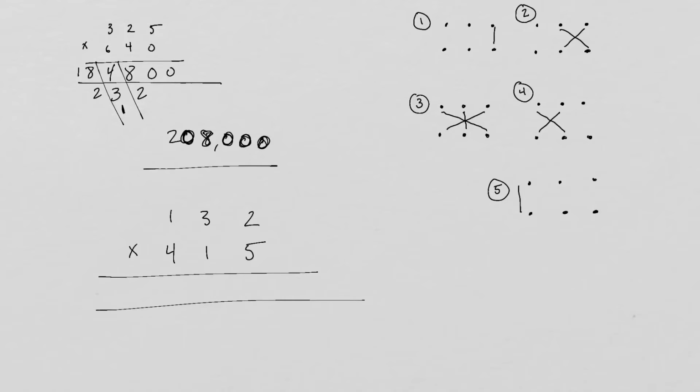2 times 5, that's going to give us 10. Step number 2, remember we're going to do crosswise here. 3 times 5 plus 2 times 1. So it's 15 plus 2, that's 17. Next step, we're going to do 1 times 5 plus 2 times 4 plus 3 times 1. So here we got 5 plus 8, that's 13, plus 3, that's 16.